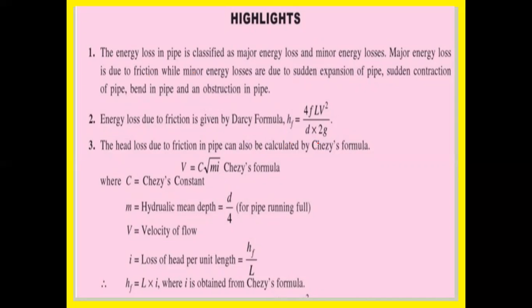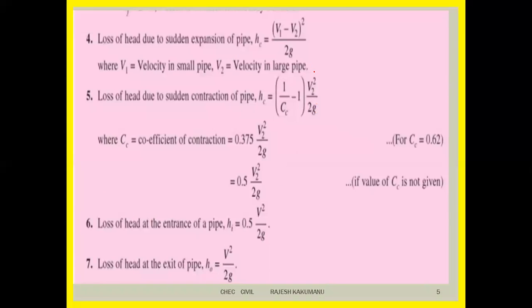The major losses formulas: the first one is the Darcy-Weisbach formula, and the second formula is the Chezy formula, that is V is equal to C into root mi, right? These are the notes for that. Next, coming to the minor losses, we have 7 types of minor losses: expansion of pipe, contraction of pipe, obstruction in the pipe, bend in the pipe, entrance of the pipe, exit of the pipe, and also the pipe fittings.